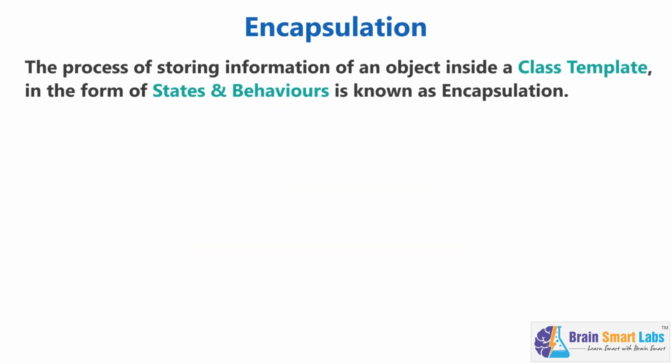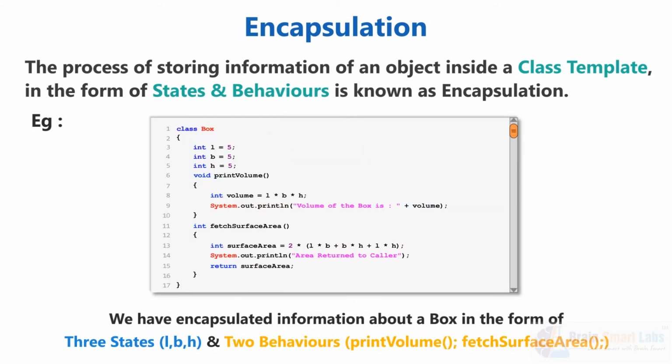Ultimately, if they ask you what is encapsulation in Java, you should answer: the process of storing information of an object inside a class template in the form of states and behaviors is known as encapsulation. For example, in our class box template, we have encapsulated information about a box in the form of 3 states, that is L, B and H, and 2 behaviors, that is the method print volume and the method fetch surface area.